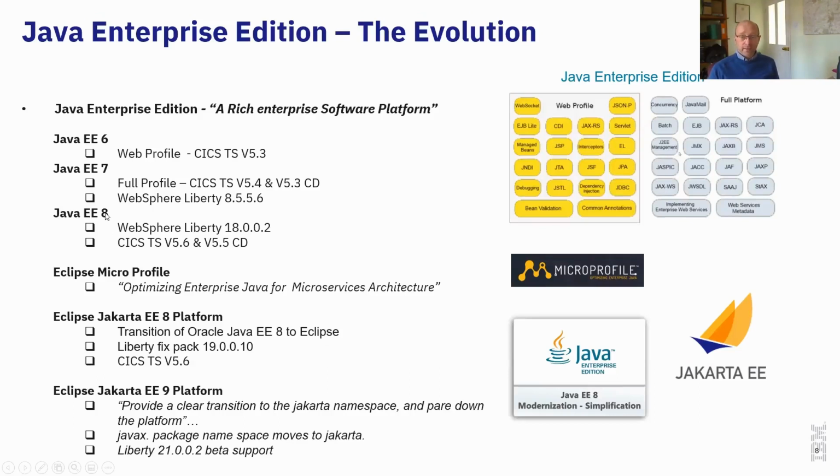So Java EE8 and Jakarta EE8 are synonymous. So that was a naming change. And then we're moving towards Jakarta EE9, which is a transition to a new package namespace. So we get Java package name changes and somewhat paring down of the platform. And that is already in beta support in Liberty and is something we're looking to support in CICS as we move forwards.